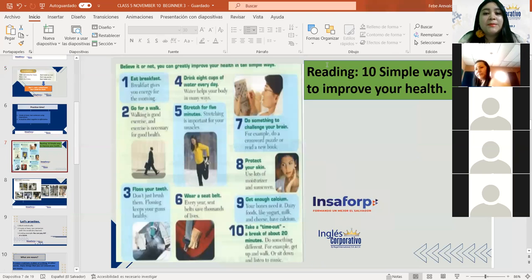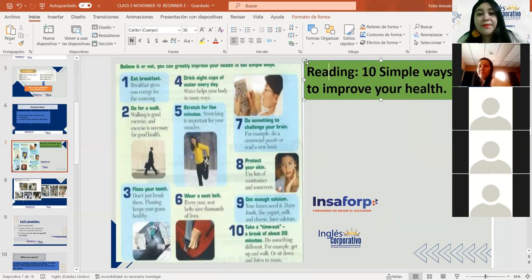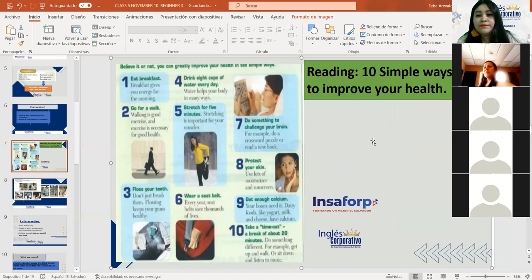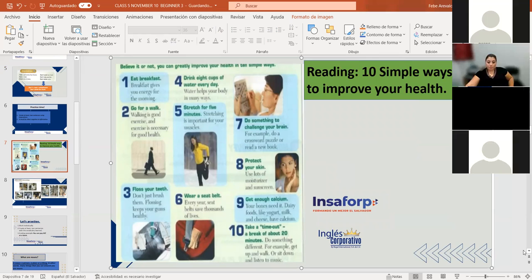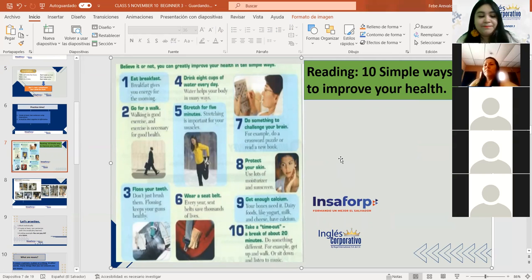Now let's move on to this part, reading. As far as I remember, yesterday we didn't have the time to finish the readings, right? But I guess that you already finished section two. Let me ask you, have you finished section two? ¿Ya terminamos la sección dos, everybody? Yes. Excellent, very good.